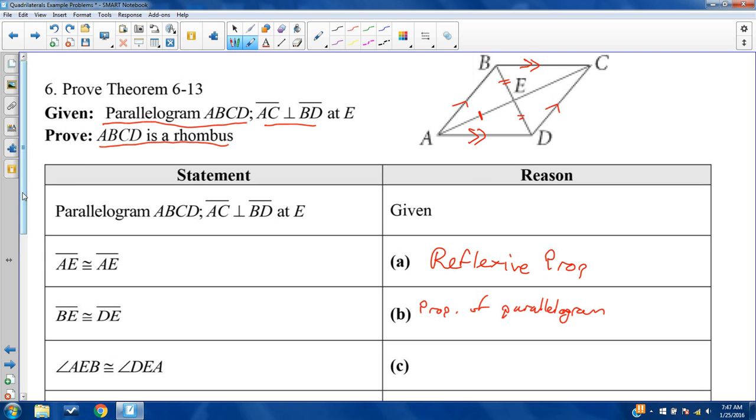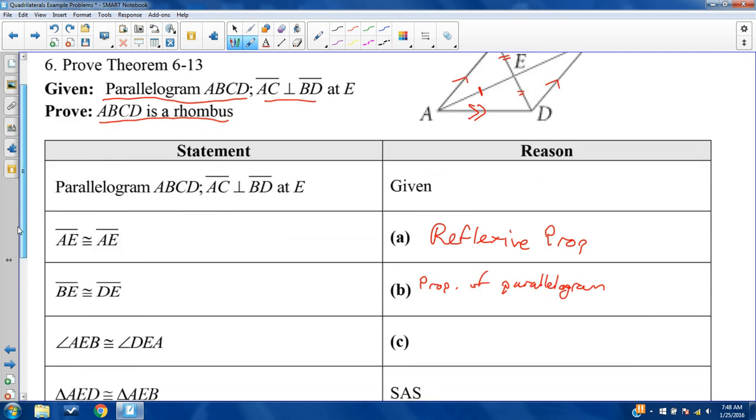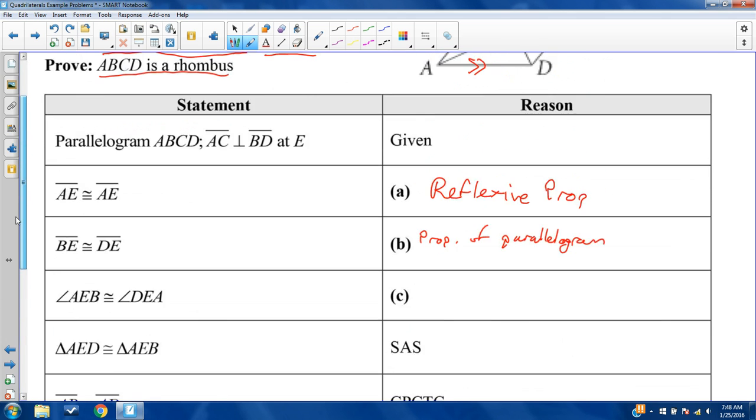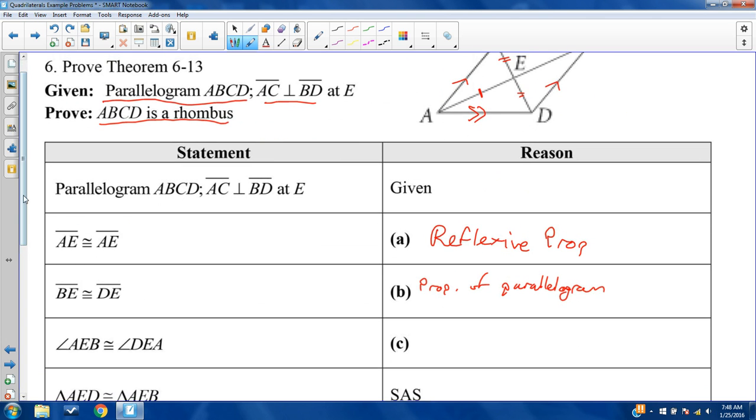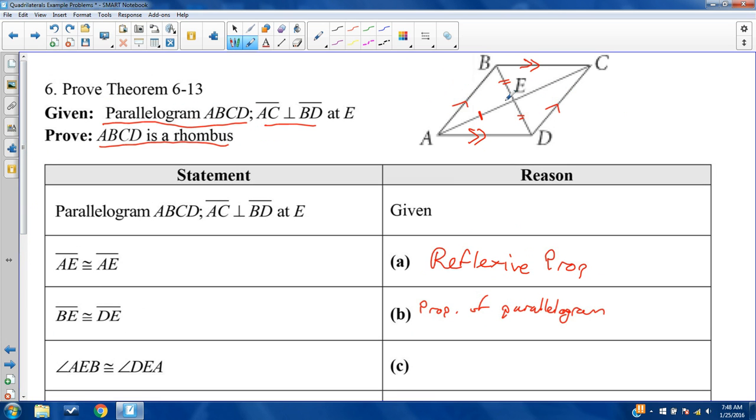Now I'm going by the proof steps, so you have to follow those. It looks like you just need to give the reasons for their statements. Angle AEB and angle DEA are congruent to each other because these are right angles. Right? It was given that these are perpendicular. All right angles are congruent.